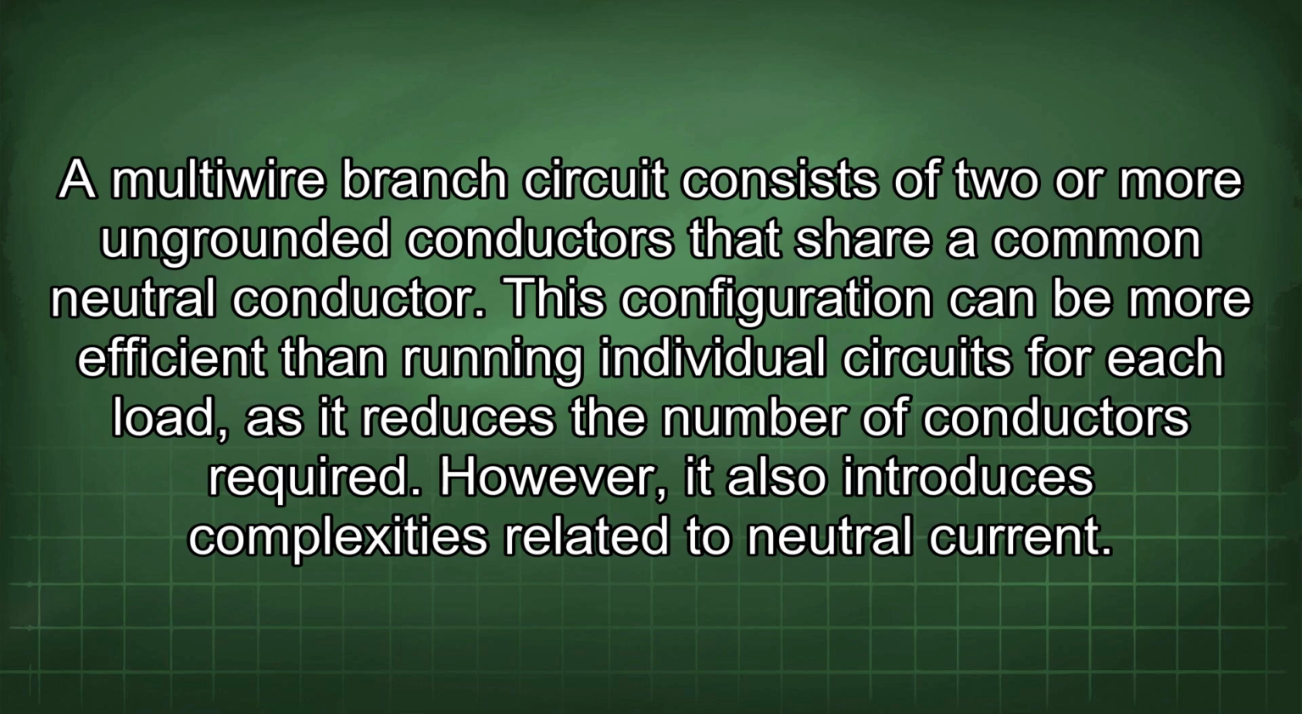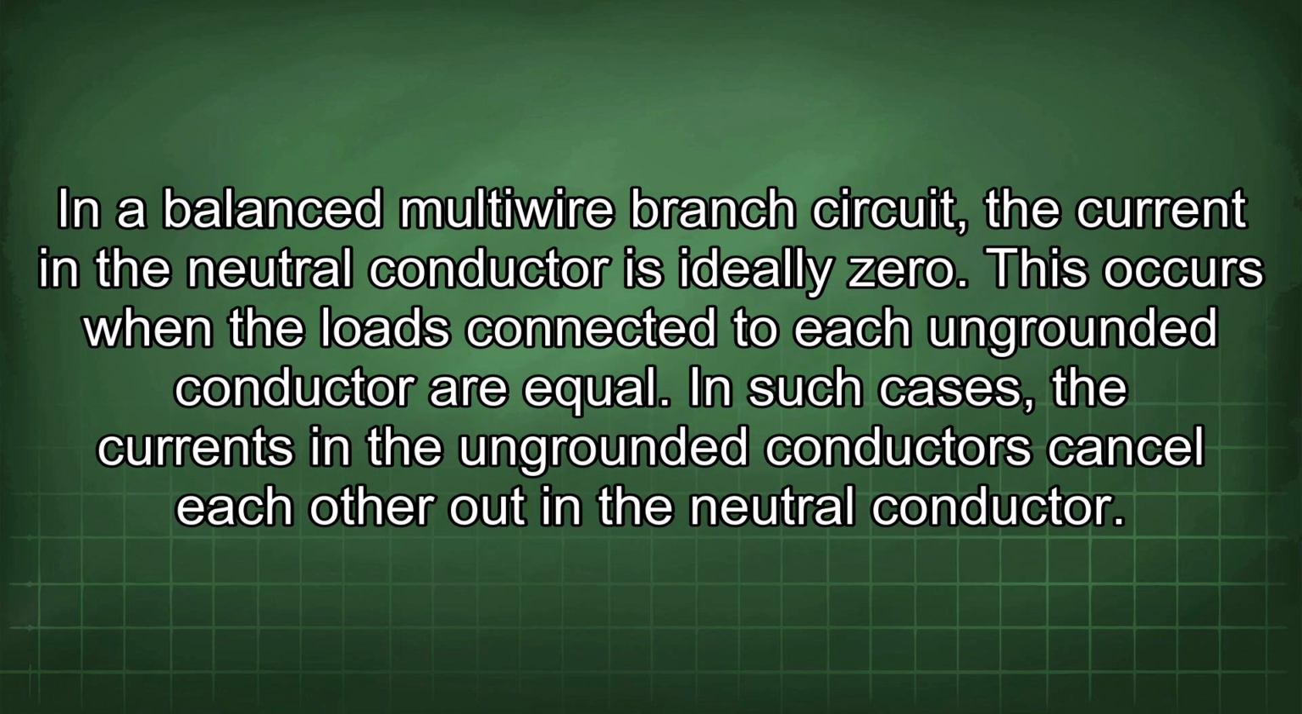However, it also introduces complexities related to neutral current. In a balanced multi-wire branch circuit, the current in the neutral conductor is ideally zero. This occurs when the loads connected to each ungrounded conductor are equal. In such cases, the currents in the ungrounded conductors cancel each other out in the neutral conductor.